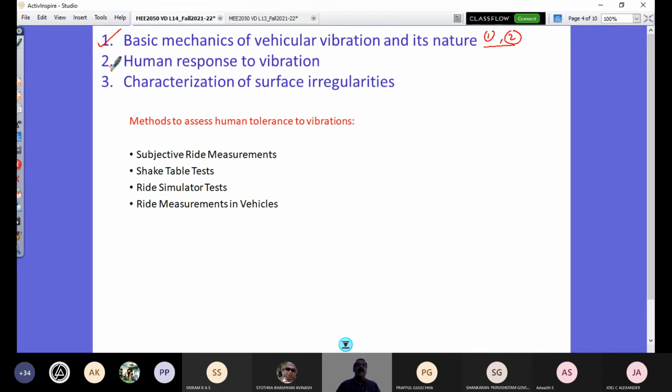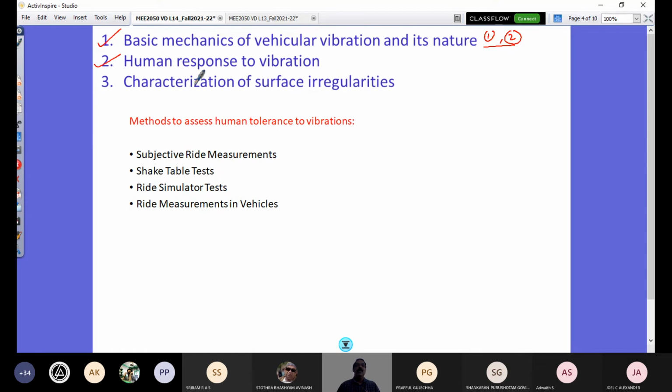And then the second part of the ride dynamics objective is human response to vibration. And third is characterization of the surface irregularities. So these are the two parts left now in this module. I will quickly give the idea of these now and stop. This is the part that we will learn in Monday's class from 7:30 onwards, as I have already told. So what is important now? These all three points are important basic learning or understanding in order to have appropriate control strategies or vehicle design to have a less vibrating, comfortable ride quality vehicle.